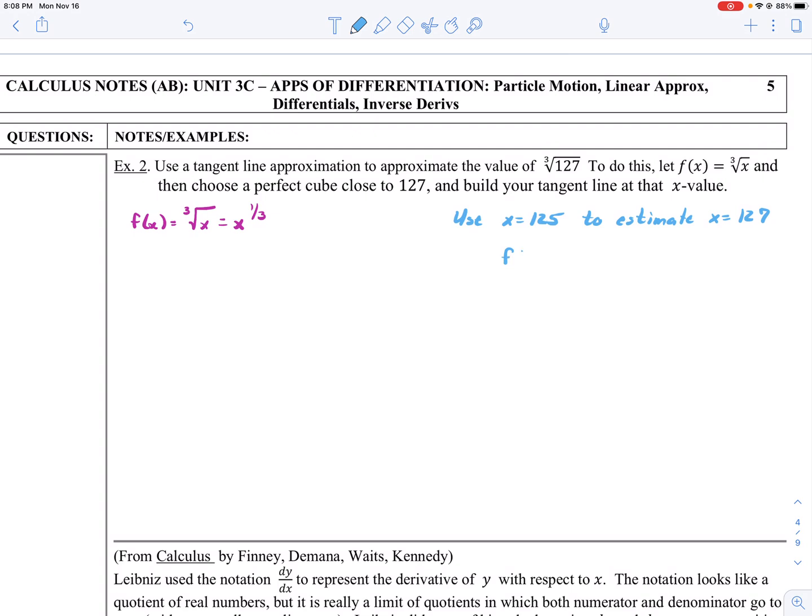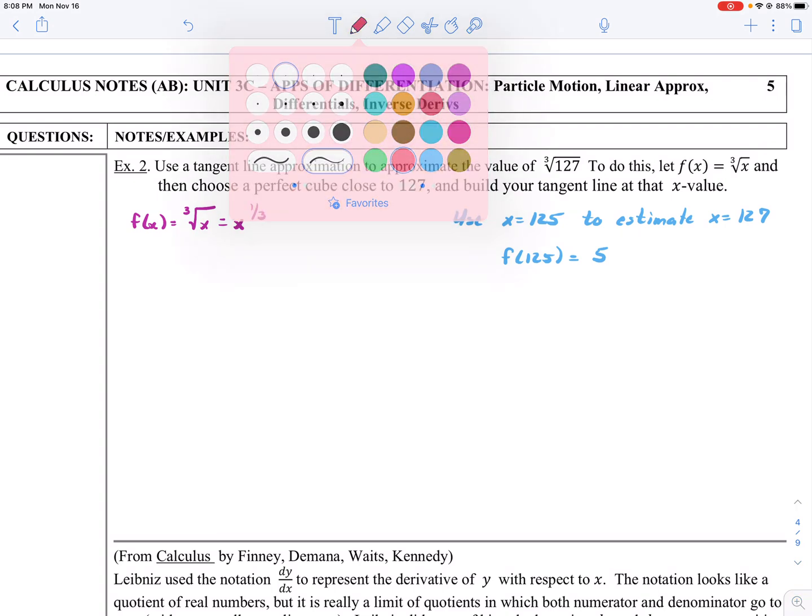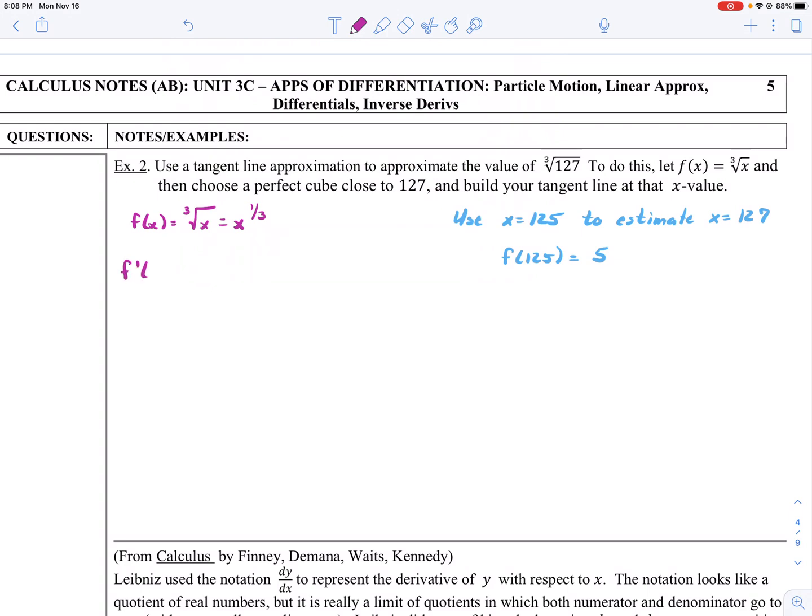So the idea is f of 125 is obviously equal to 5, because that is the cubed root of 125 if I plugged in a 125 here. I now have a point. I need a slope to go with that in order to be able to write the equation of a tangent line. So let's go back and deal with slope. Slope means derivative, right? f prime of x is 1/3 x to the negative 2/3. I do need a little bit of a rewrite here.